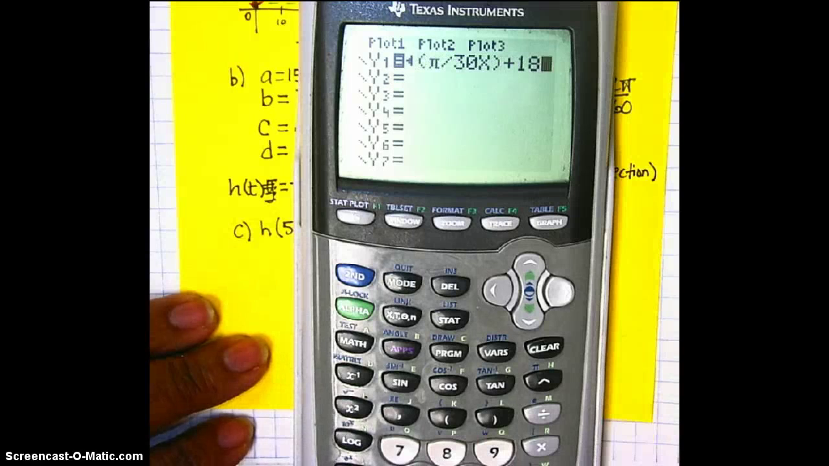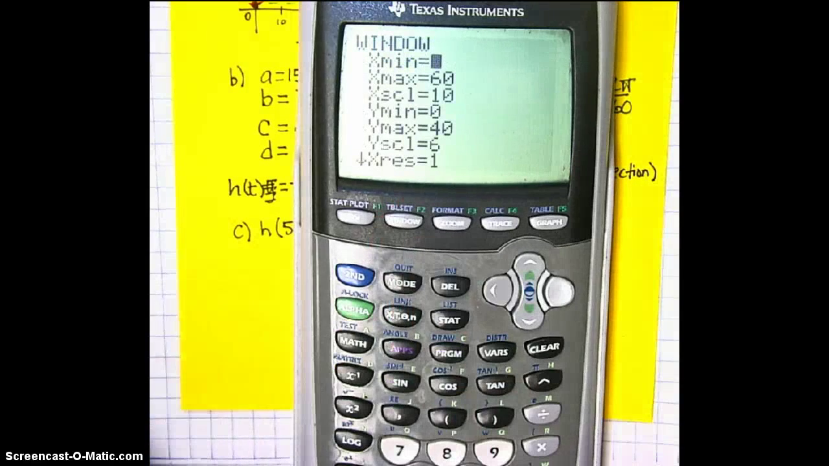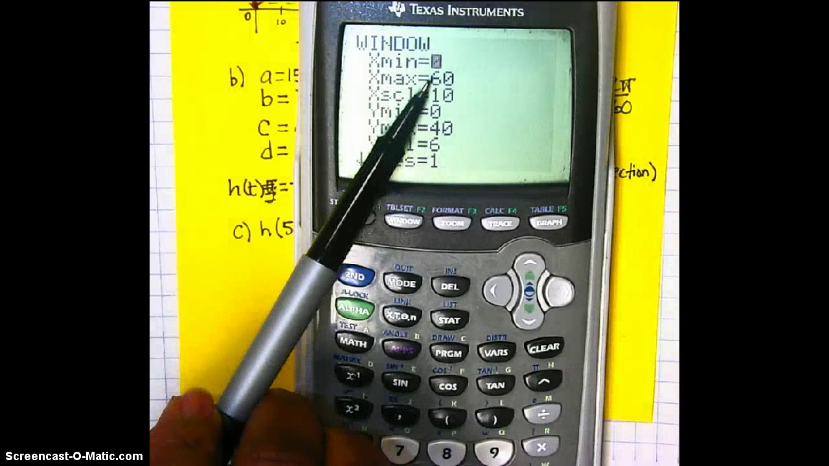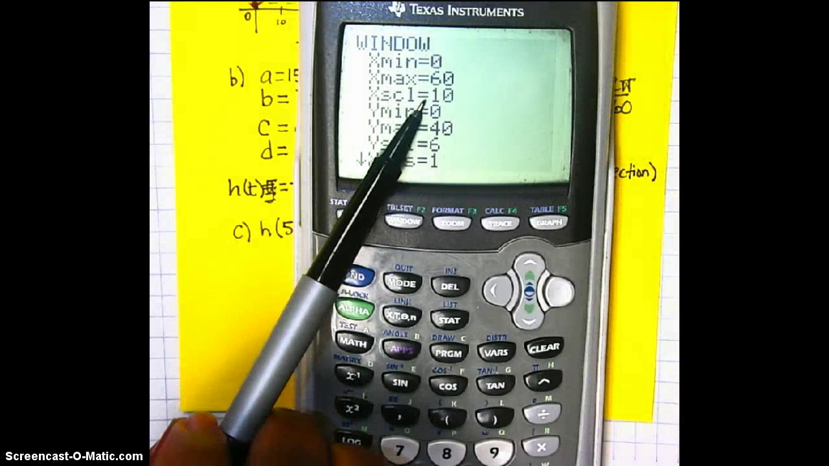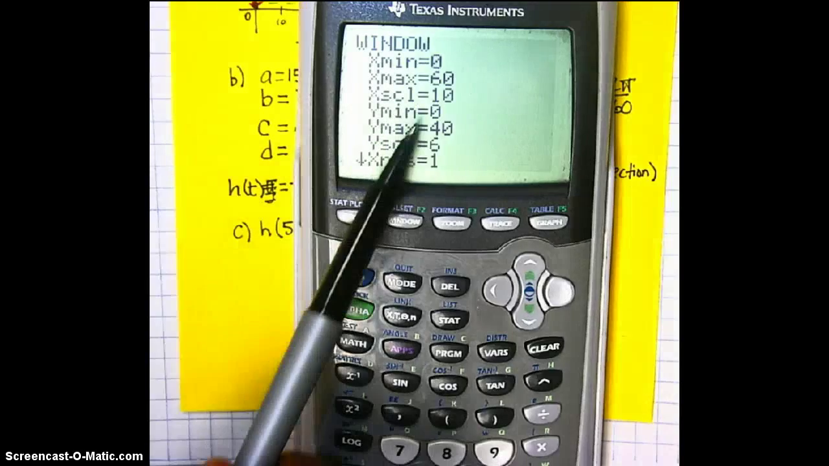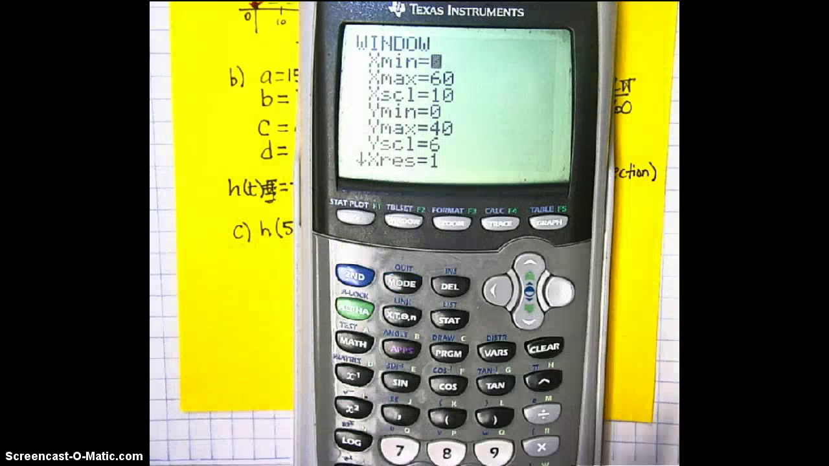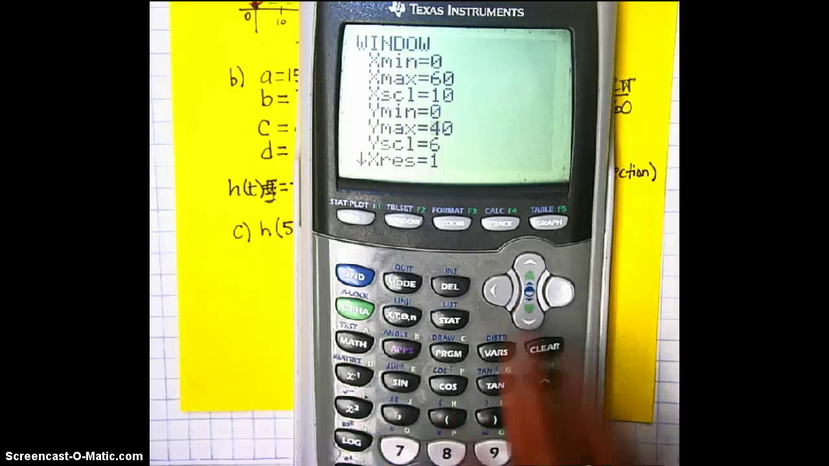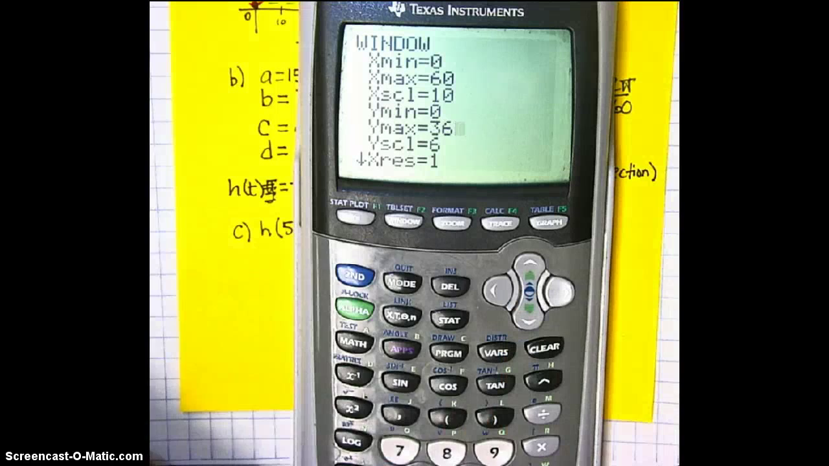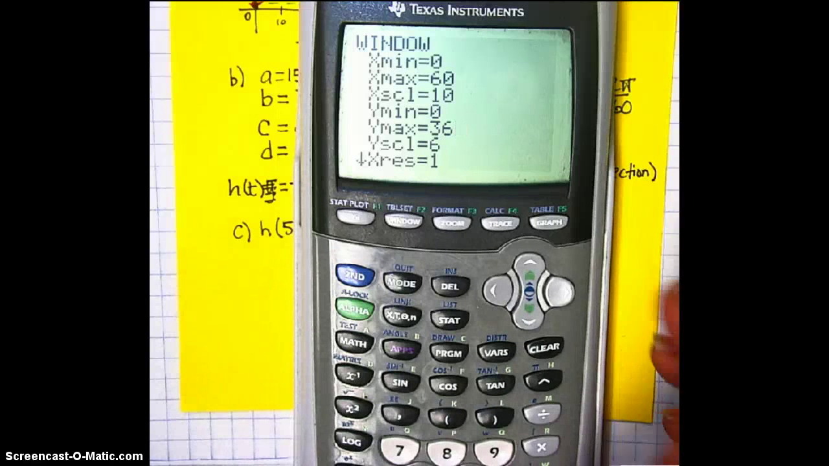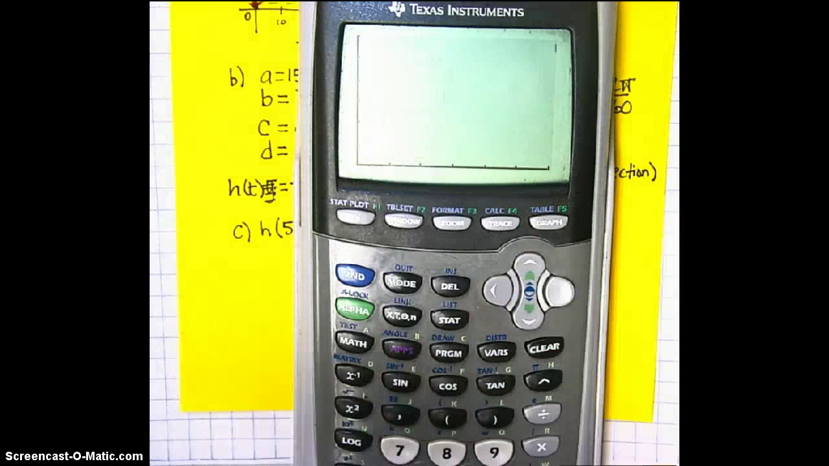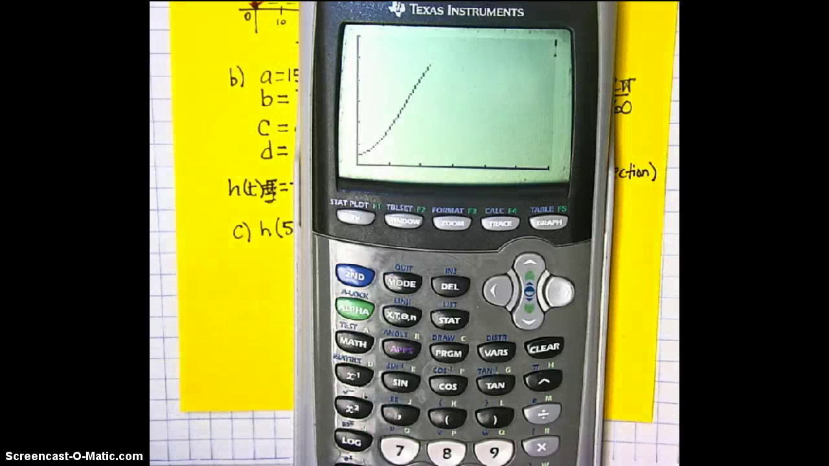Now, before you hit graph, we need to set the window. So hit your window button, and set up your window as I have it here. On the x-axis, we're going from 0 to 60, and we're scaling by tens. On the y-axis, we went from 0 to 36, and we scaled by sixes. Once you have your window set up as it appears here on the screen, hit graph, and you should be able to see the same curve that we drew in part A.